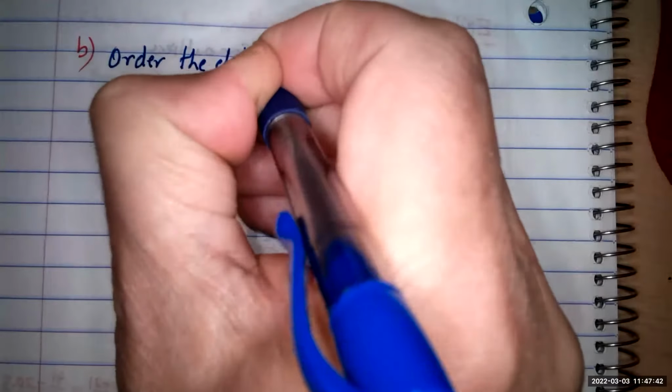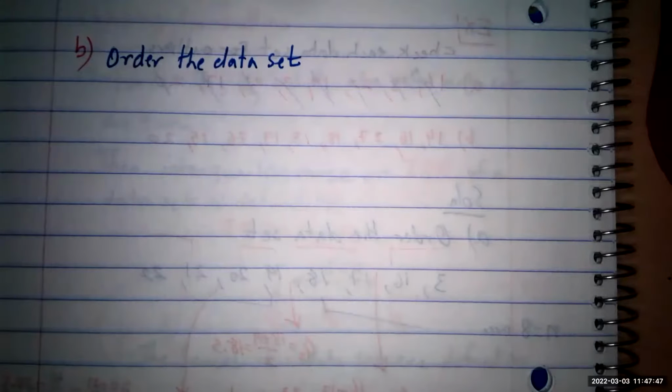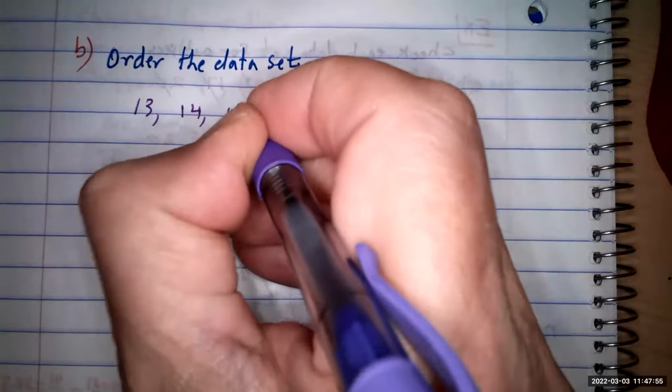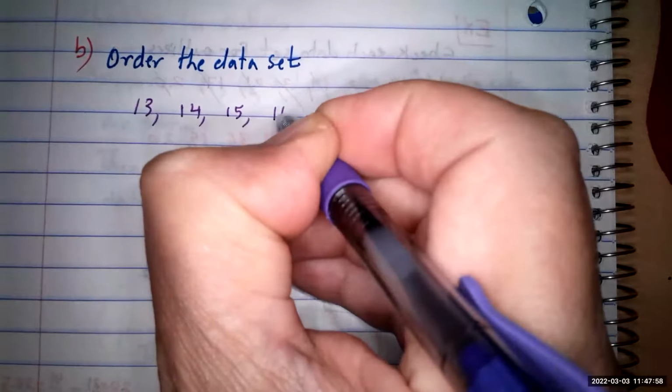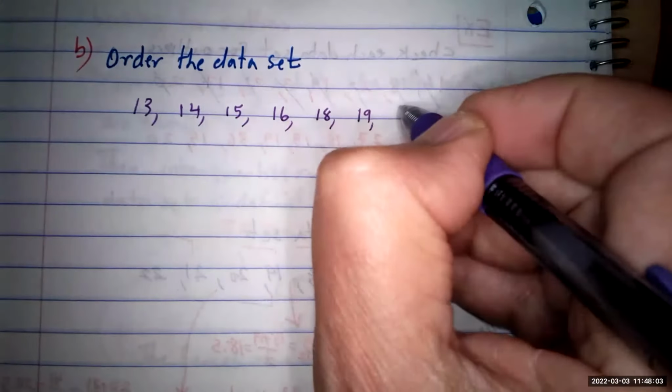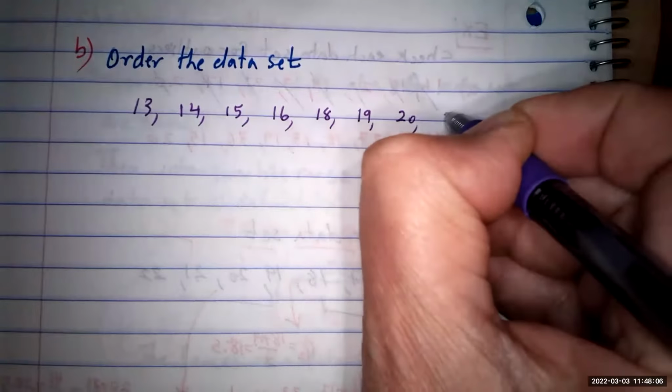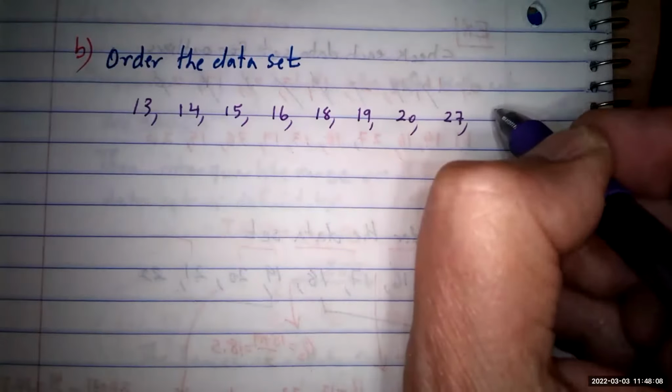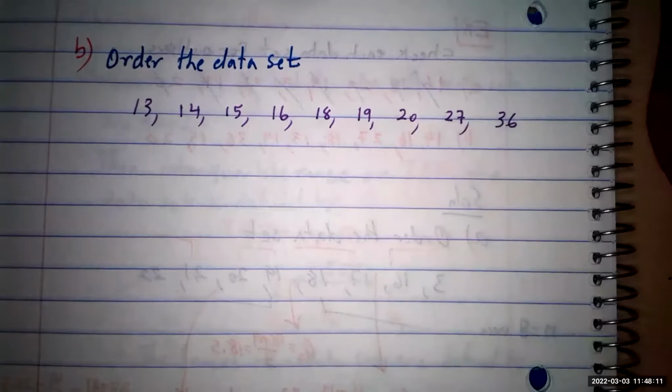Okay, part B, order the set. That's it, order the data set again. And if you order it, start from the 13. This is going to be 13, 14, 15, 16, 18, 19, 20, 27, and the 36. See if we get those numbers done.